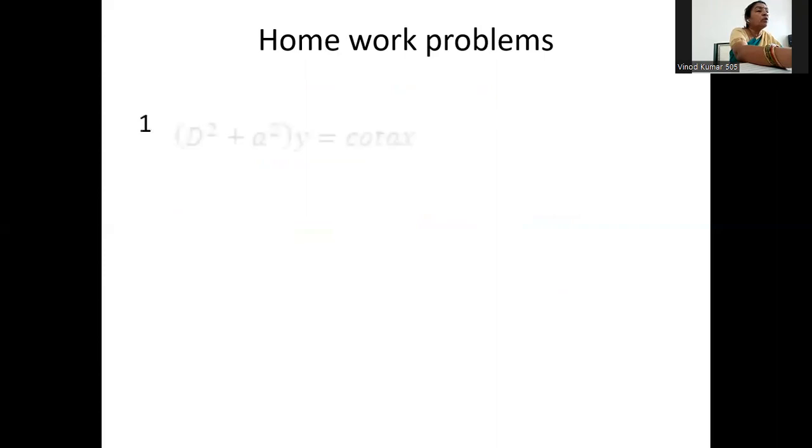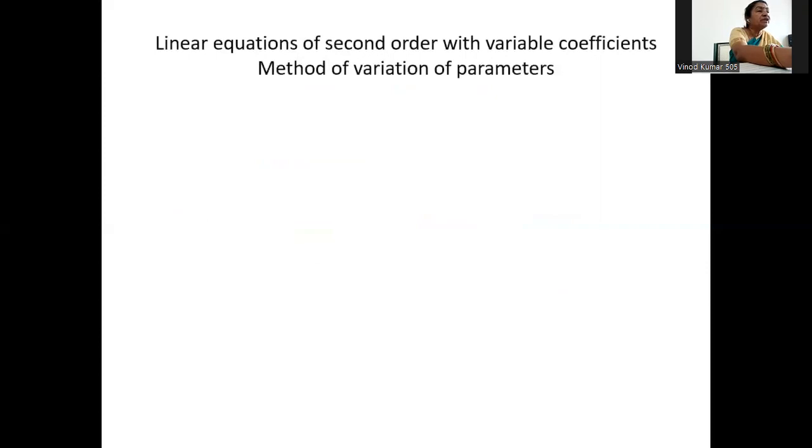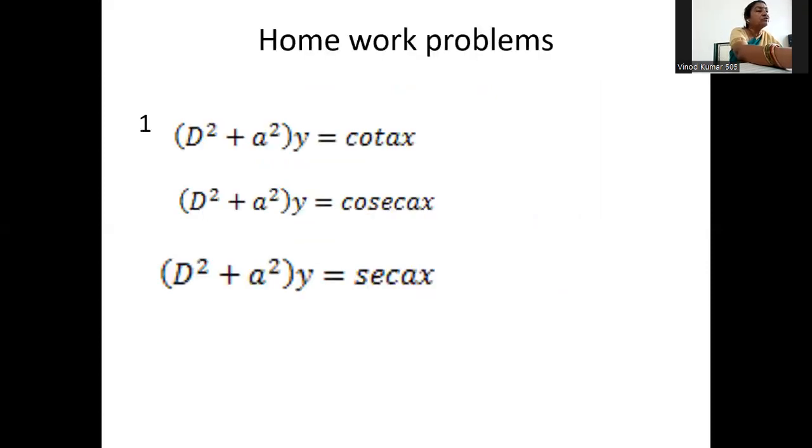Now, my homework problems are of the same type. D square plus a square on y is equal to cot ax. D square plus a square on y is equal to cosecant ax. D square plus a square on y is equal to secant ax. These three are your homework. Change different a's and find out the solution of this problem. Thank you very much.